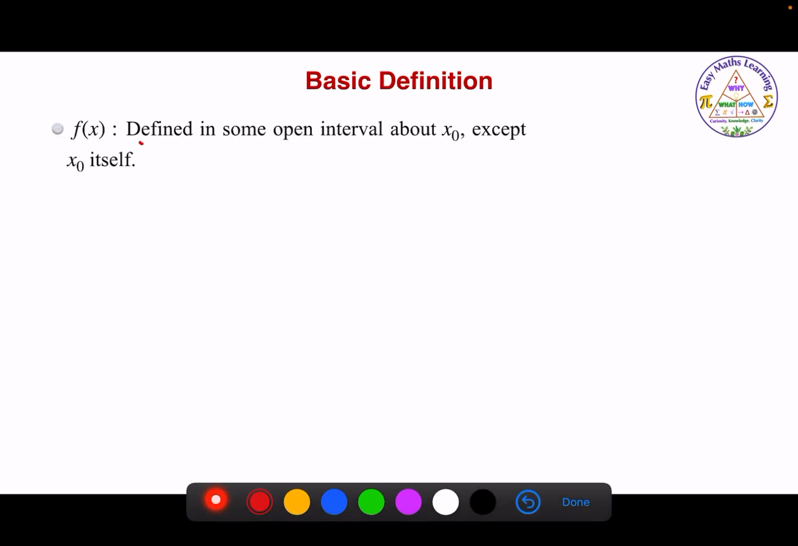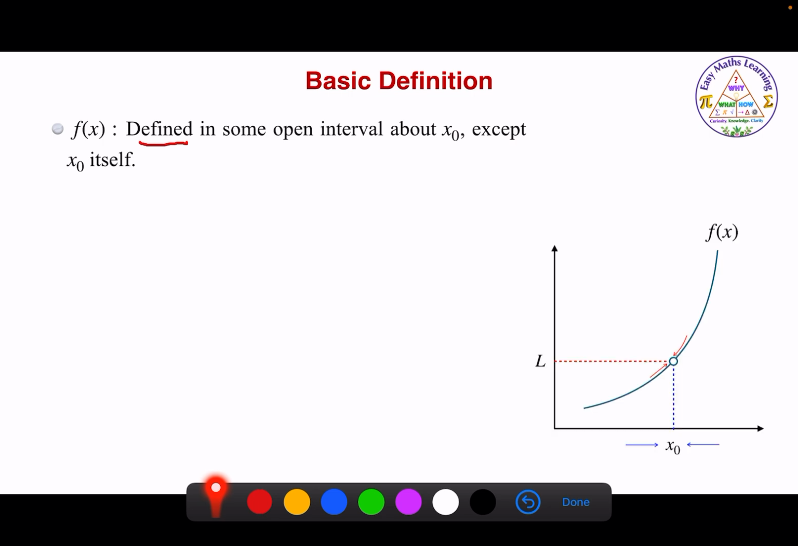Suppose a function f is defined for all values of x in some open interval about x naught, except possibly at x naught itself. That is, the function may be defined at x naught, or may not be defined at x naught. Look at this graph. The function is undefined at x naught, but it is well defined about x naught.